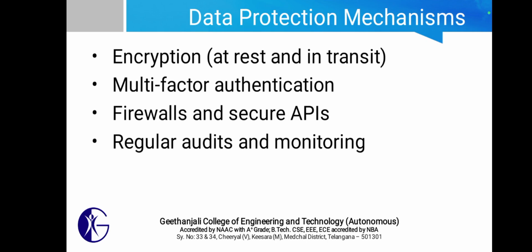Data protection mechanisms. Organizations must implement robust data protection techniques to safeguard cloud data. Encryption, both at rest and in transit, is one of the most effective methods. Other measures include multi-factor authentication, secure APIs, firewalls, and regular vulnerability assessments. Data backup and replication across multiple locations can prevent data loss. Auditing and continuous monitoring further ensure that security policies are being followed.